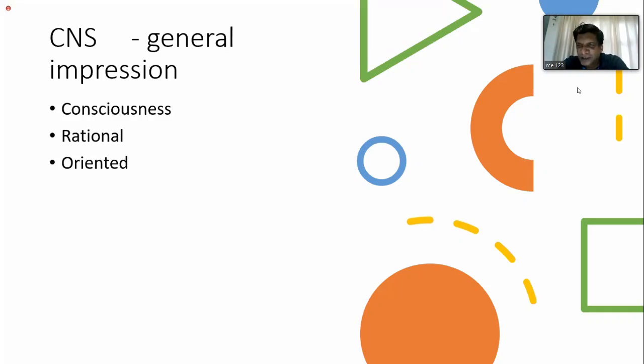Then he is not oriented in place, right? So you ask what date it is, what time it is; that is orientation in time. Place means you ask where are you now? If he says I'm in the hospital, and am I talking to a doctor, that means he's oriented in place. And then person means you can assess person in two ways. You can ask who you are.